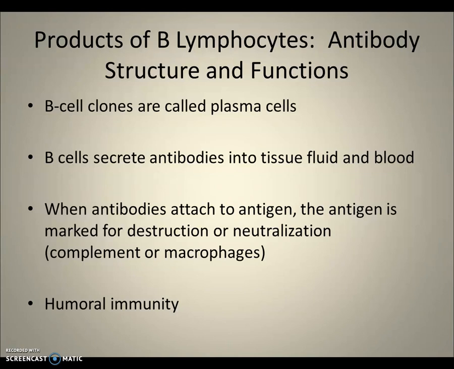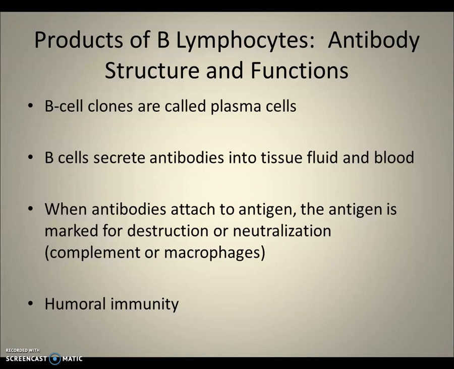B cells actually just stay in the lymphoid tissue, and they are exposed to antigen, and as a result of it, the clones produce something called antibody, and they secrete that antibody out, and it goes into the tissues and into the blood, so the antibodies are actually fighting the infection. When the antibodies attach to antigen, they sort of mark whatever that cell is for destruction, right? So it comes into play when we talk about complement fixation and alerting macrophages.